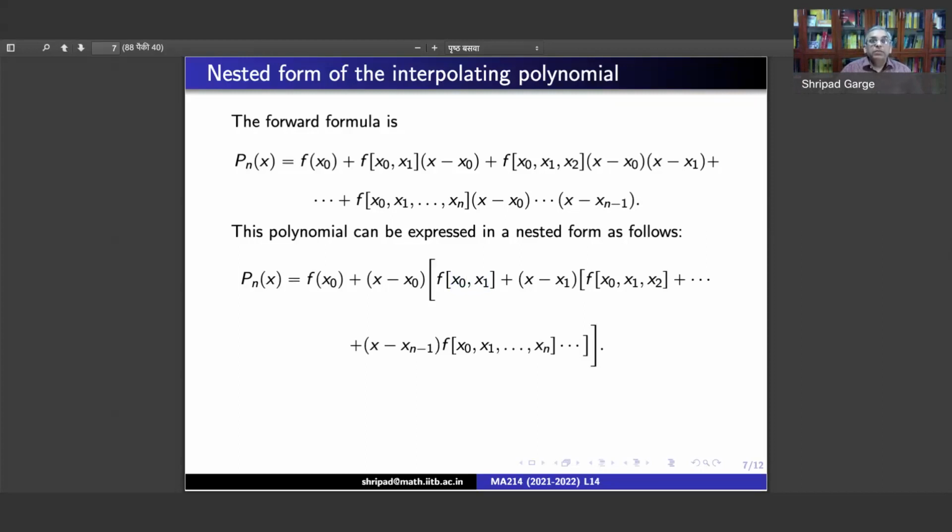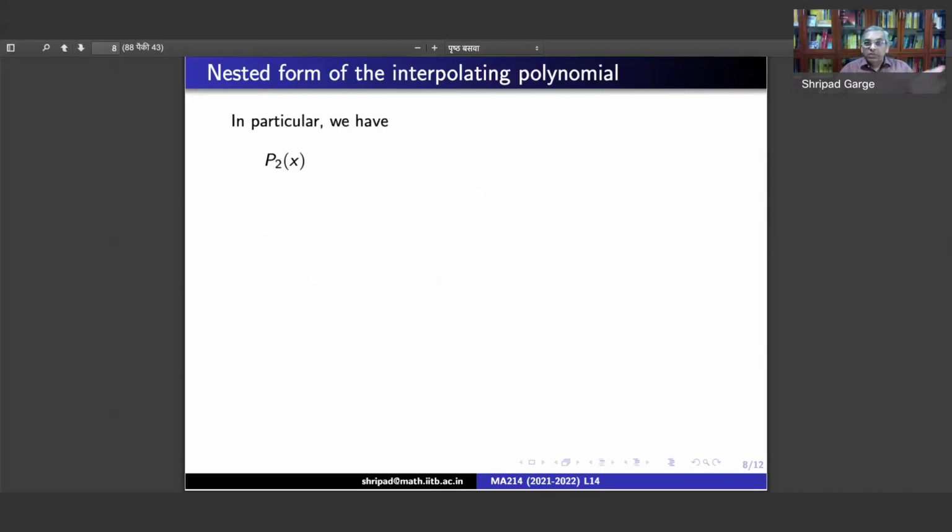In particular, if you were to look at P2, the one that we have computed in our example, it would be f of x naught plus x minus x naught into f of x naught x1 plus x minus x1 into the next order divided difference, and then you simply complete the bracket. So what we could have done would have been f of 0 plus x into f of 0 1, plus x minus 1 into f of 0 1 2. That is all.